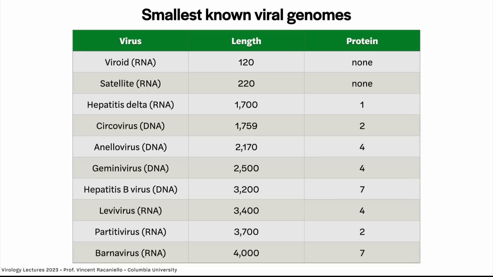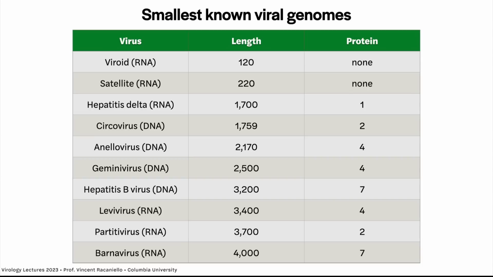About the smallest known viral genomes. This is a mix of DNA and RNA. At the top is actually a viroid. Not sure if this is technically a virus. It doesn't encode for anything. You see no protein coding regions.